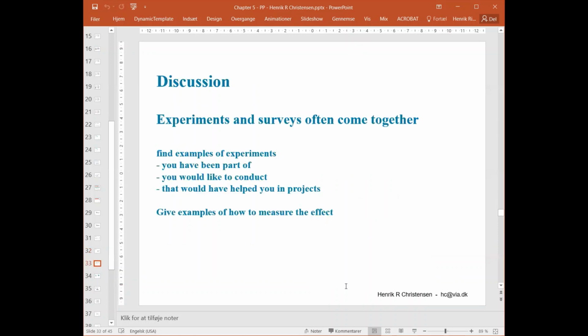And then we could have a discussion, and we will have that, but I've just put it in here. We will go on for now, and then we'll get back to this experiment, or these experiments, and you will have an opportunity to discuss it later when I have finished the chapter here.